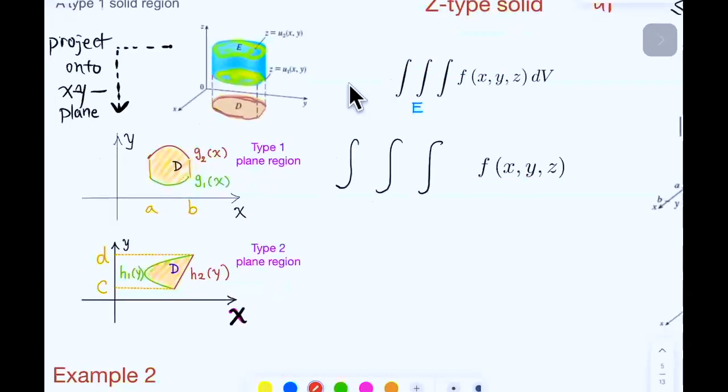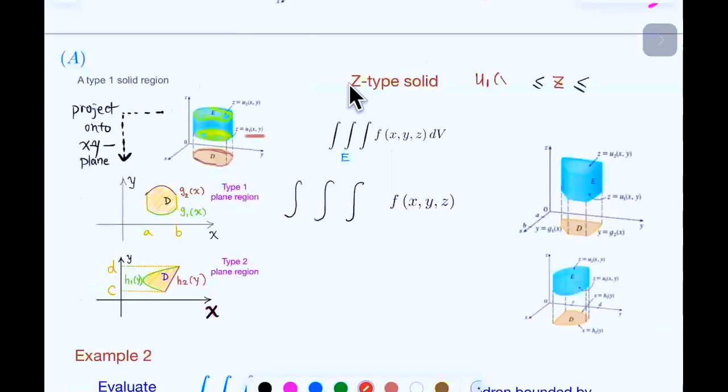By this U1(x,y). Okay, so it's U1(x,y), and bounded above by what? U2(x,y). So if it's a D-type solid, then you will integrate with respect to dz first. Okay. So we do that first. And then we put the lower limit as U1(x,y). Put it over here. And then up here will be U2(x,y).